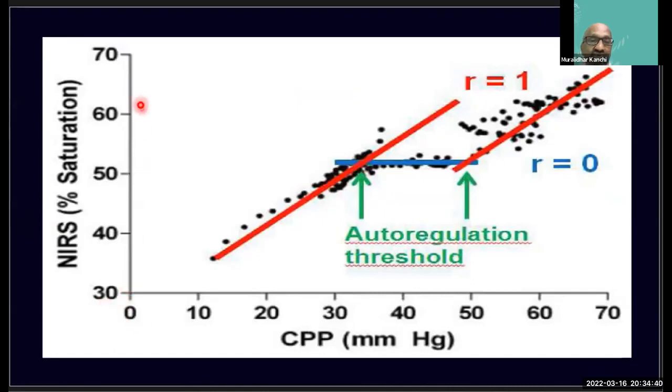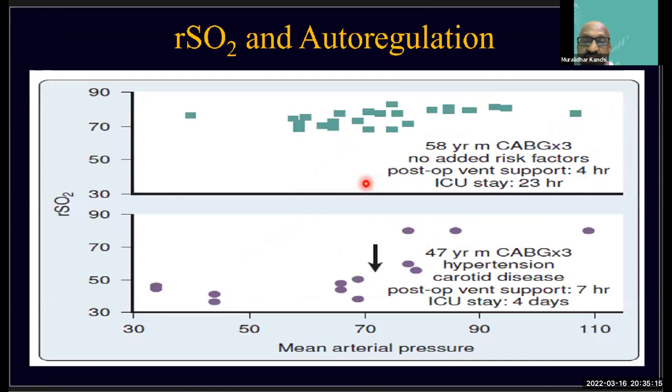This is the oxygen saturation of the brain using NIRS, that is near infrared spectroscopy, and the cerebral perfusion pressure. And this relationship can be depicted or defined as the cerebral oxygenation index, which is represented as 0 or 1. As long as this index is 0, it means that the oxygen supply to the brain is all right because autoregulation is maintained.